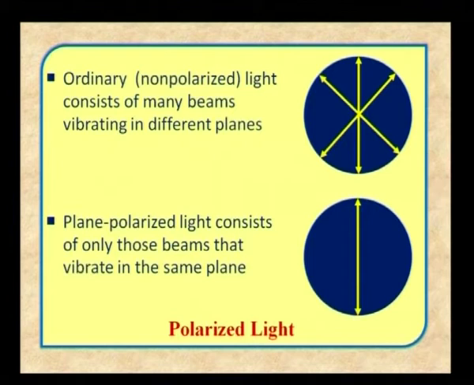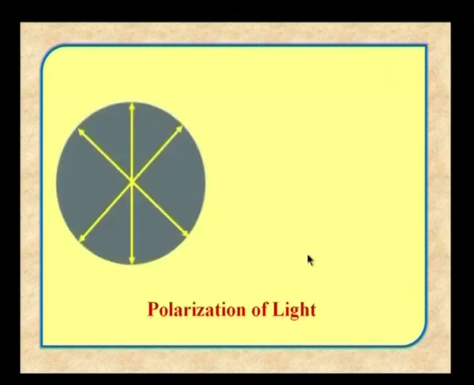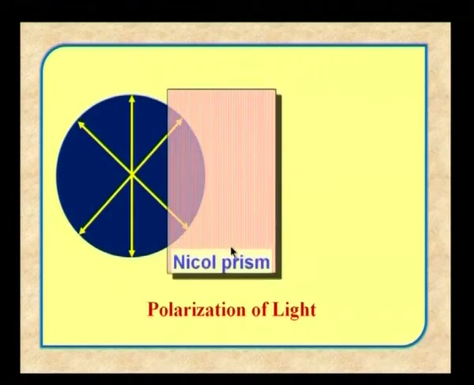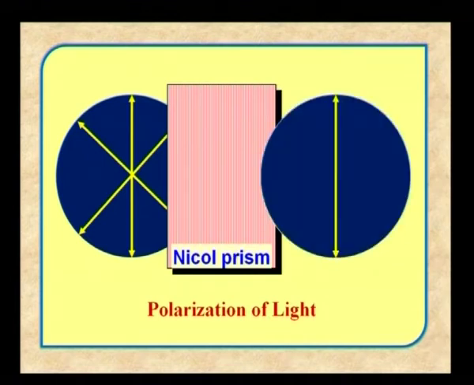Now, this unpolarized light will become plane polarized if it is passed through a crystal like quartz or tourmaline, as we have seen earlier. The ordinary light consists of many beams vibrating in different planes, and that is shown at the top. The plane polarized light consists of only those beams that vibrate in a particular plane. So, this is a polarized light, this is unpolarized light, and this light that you have got here, when it is passed through a nickel prism, gets polarized. This is a plane polarized light. That is how you end up with the production of a plane polarized light from the unpolarized light.